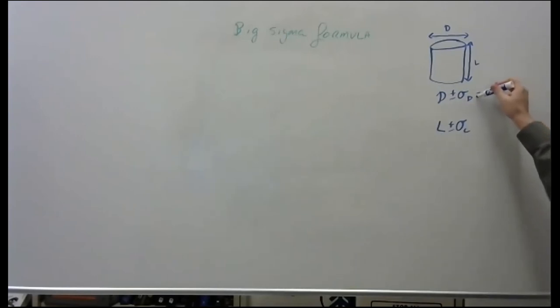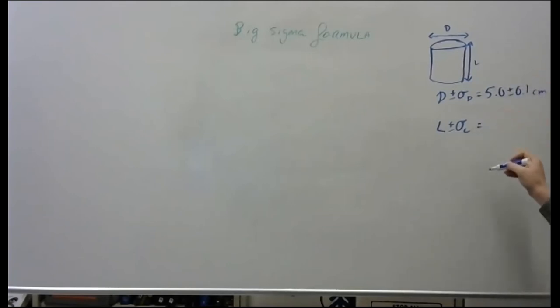Just to continue on our little example here, let's say this is, I don't know, 5.0 plus or minus 0.1 centimeters, and 8.0 plus or minus 0.2 centimeters. There we go. Let's just use these numbers.